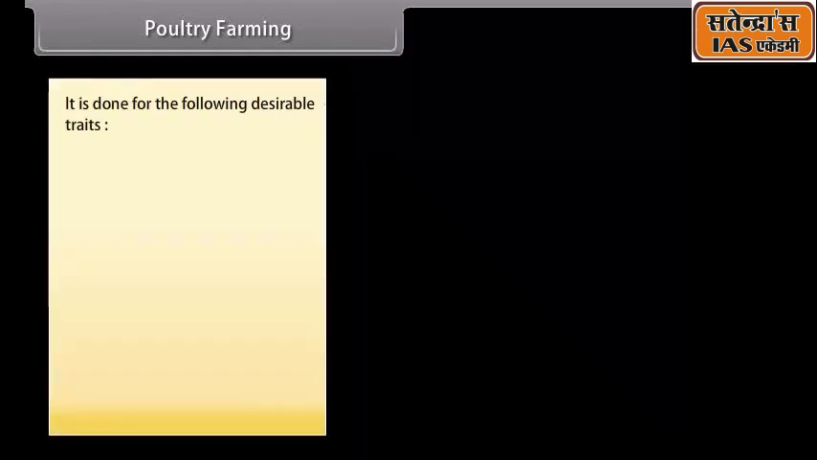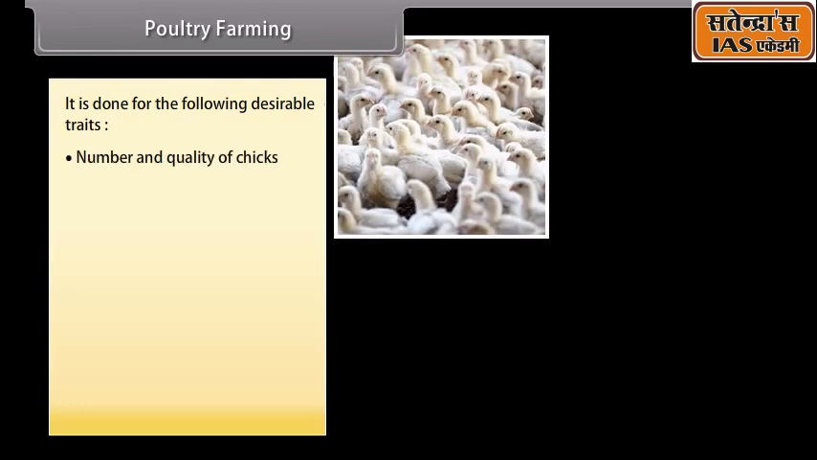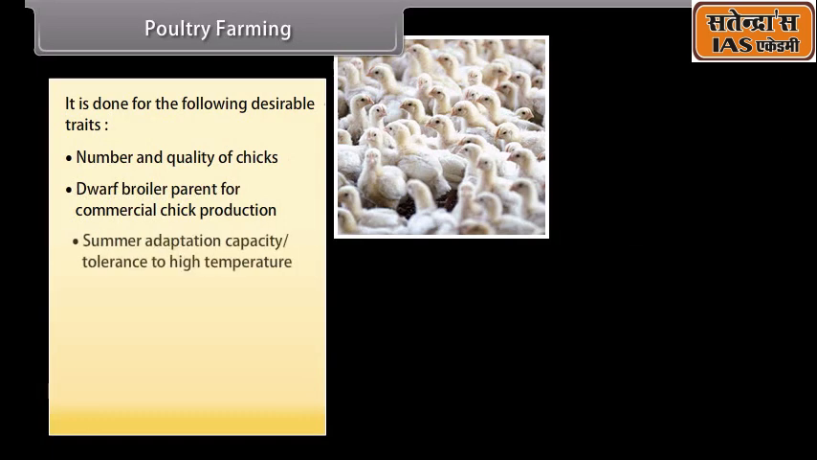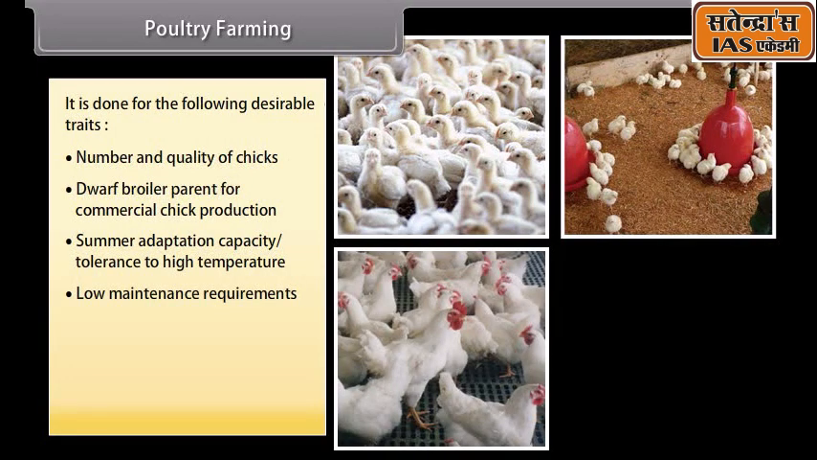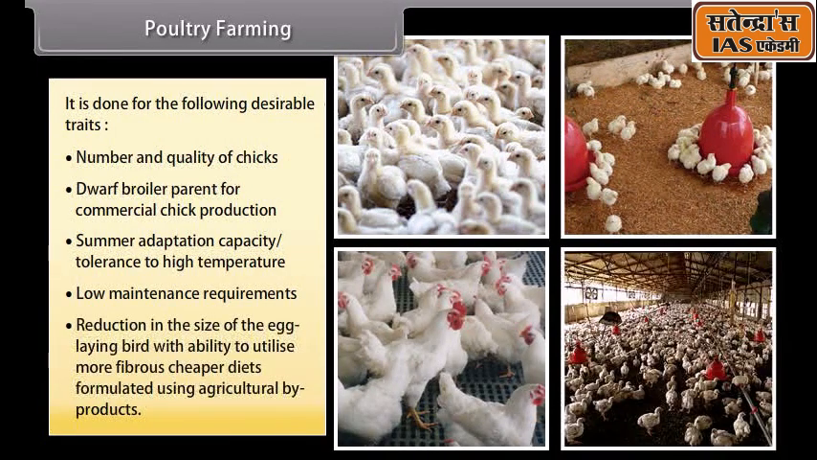It is done for the following desirable traits: number and quality of chicks, dwarf broiler parent for commercial chick production, summer adaptation capacity, tolerance to high temperature, low maintenance requirements, and reduction in the size of the egg-laying bird with the ability to utilize more fibrous, cheaper diets formulated using agricultural byproducts.